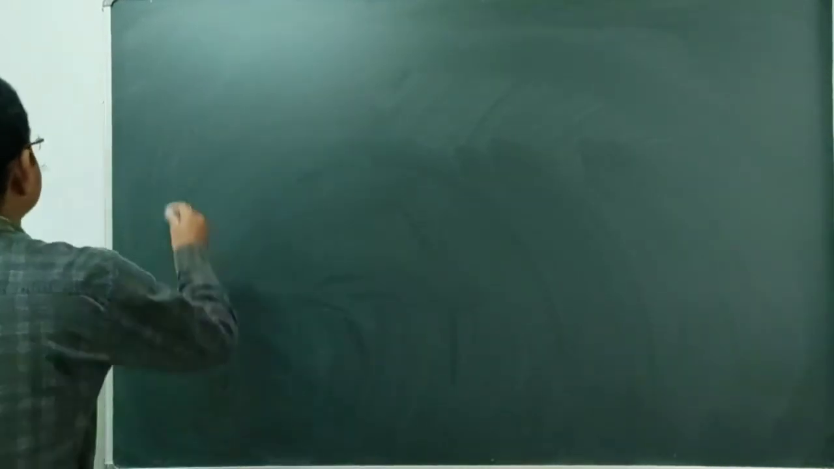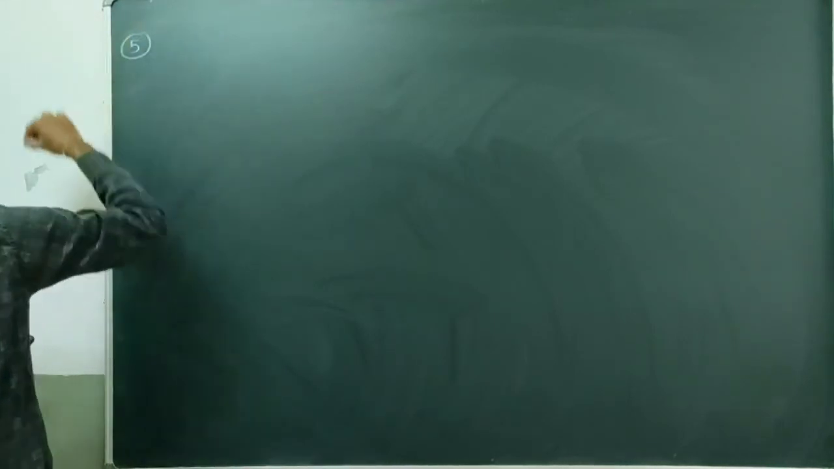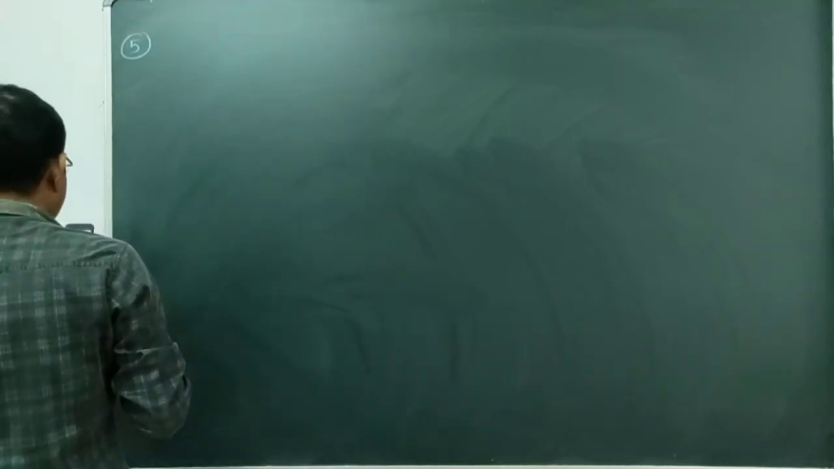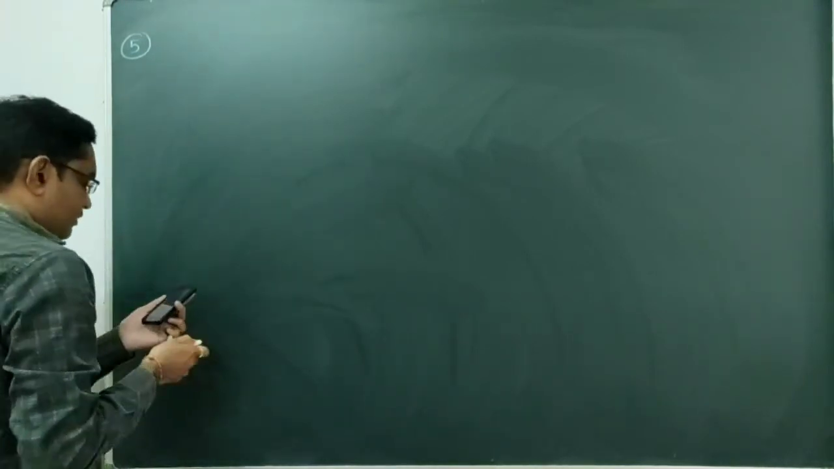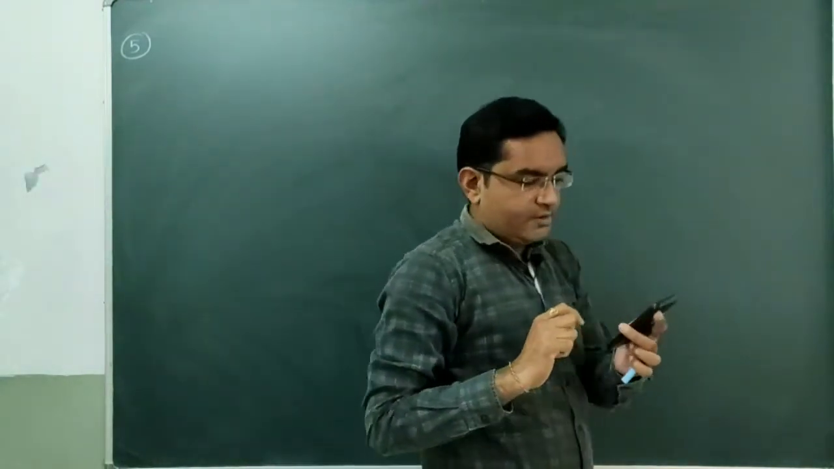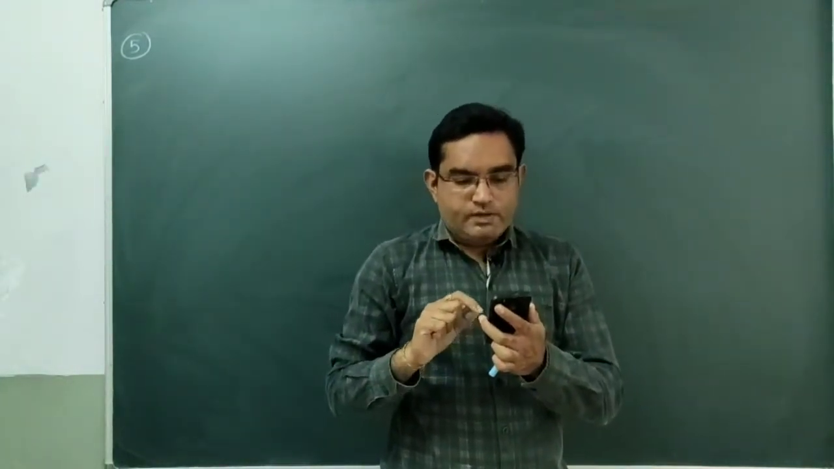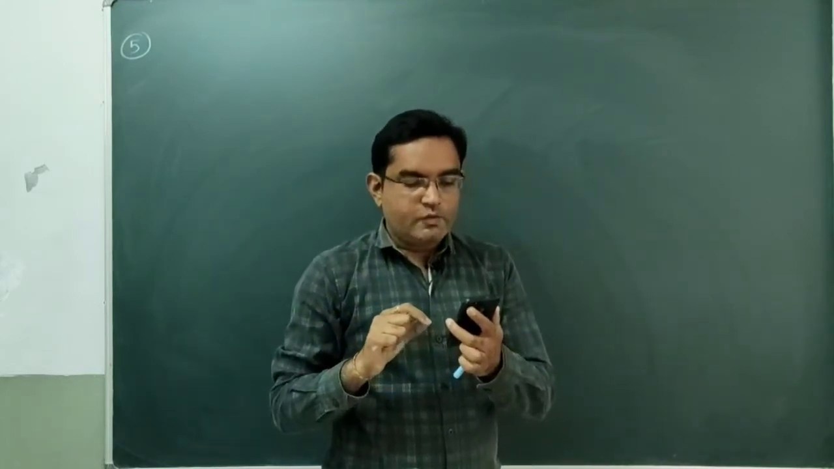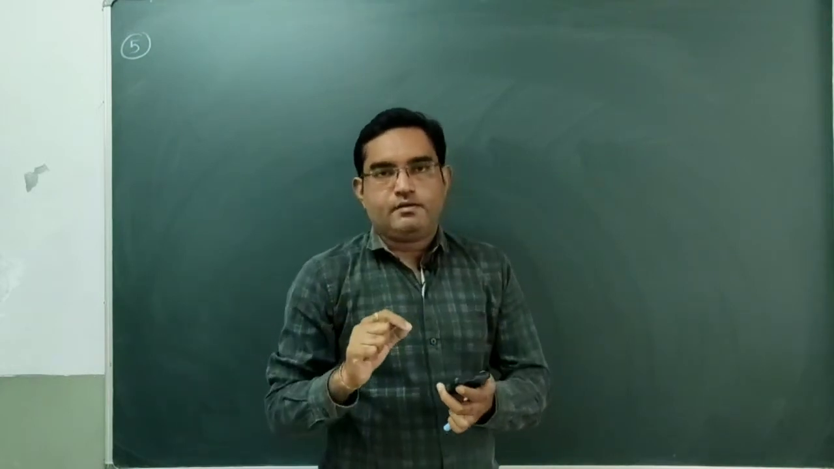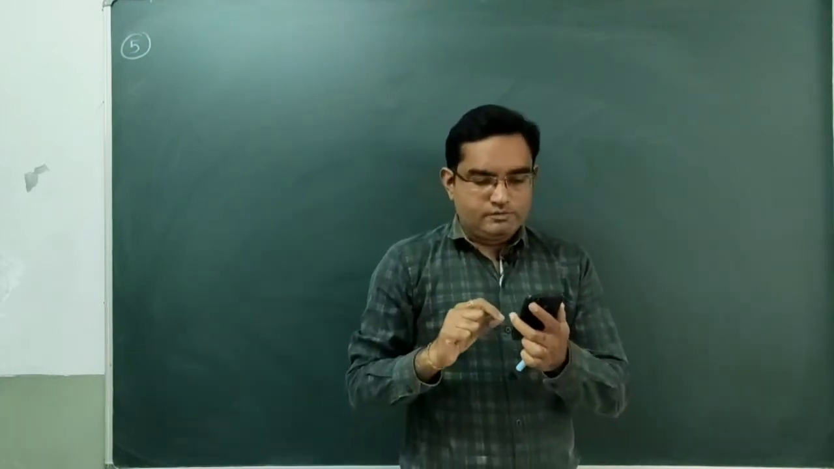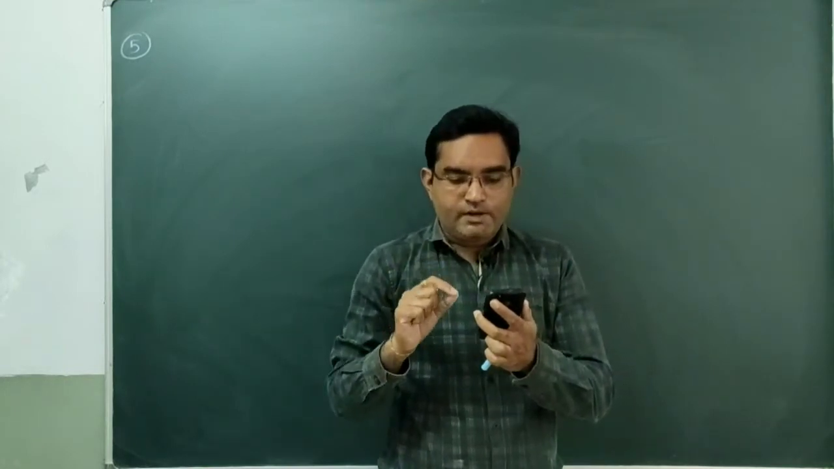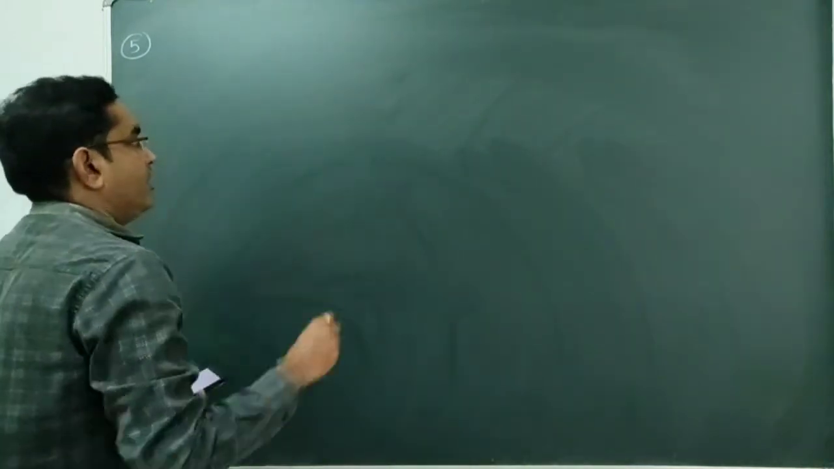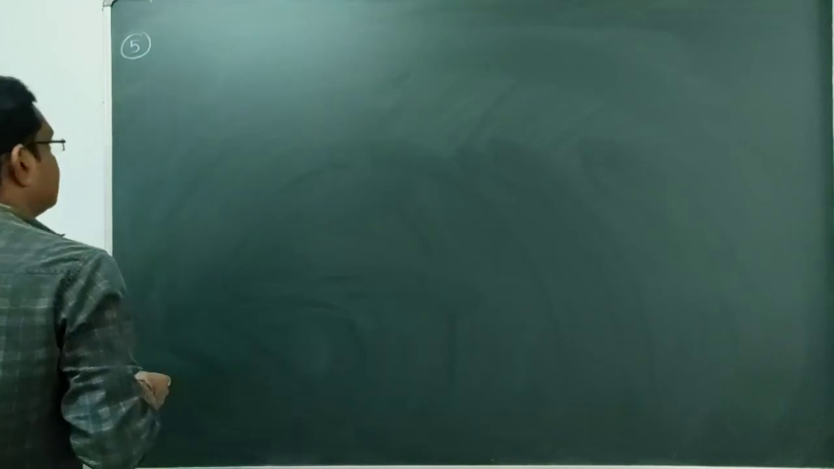Now question number 5. A rod of length 12 centimeter moves with ends always touching the coordinate axis. So one rod is given, length of rod is 12 centimeter and that moves in such a way that the end of the rod always touches the coordinate axis. Determine the equation of the locus of the point P on the rod, which is at the distance of 3 centimeter from the end in contact with the x-axis. From the end which is in contact with the x-axis, we have to consider 3 centimeter distance.